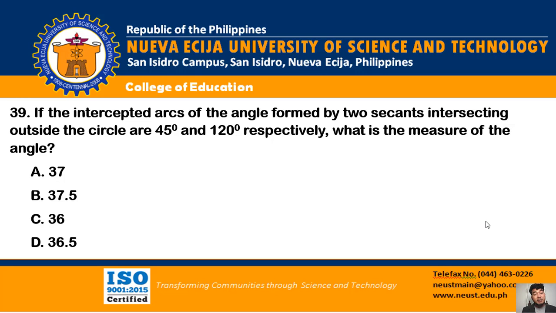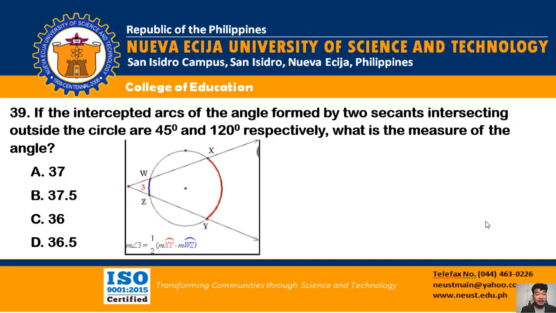So this is another type of condition because the 2 secants intersect outside the circle. What is the measure of the angle? So we visualize the problem. Here, 2 secants intersect outside the circle. So the condition would be the measurement of this angle is equal to 1/2 of the difference of the 2 intercepted arcs. This arc and this arc. To get the difference, then divide that by 2.